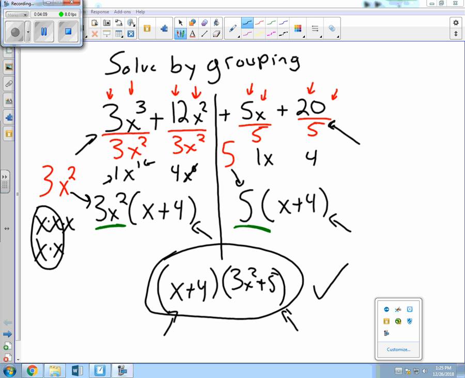So that's the answer for solving by grouping. Next video is going to be about difference and sums of cubes, which is not that hard.